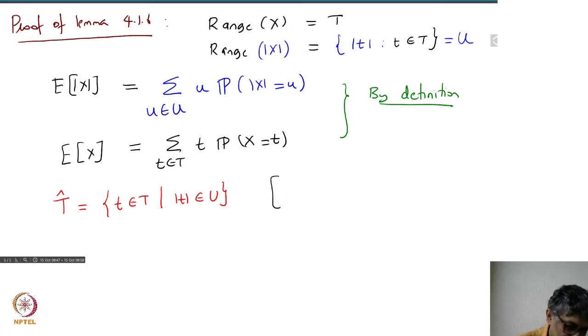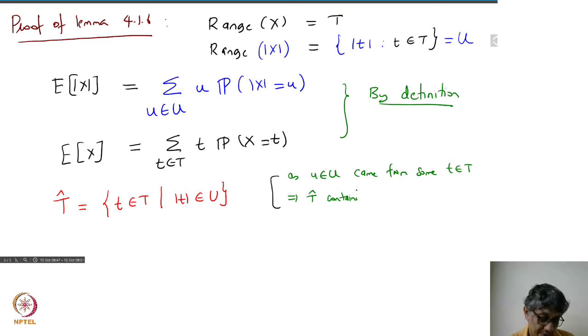Now, since every U came from some T in T, this will imply that T hat contains all of T. That's one observation you can make. So T hat contains T.